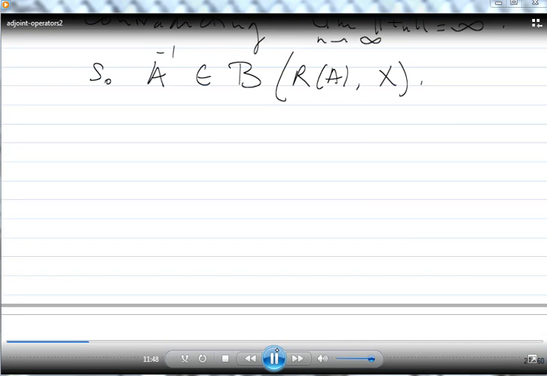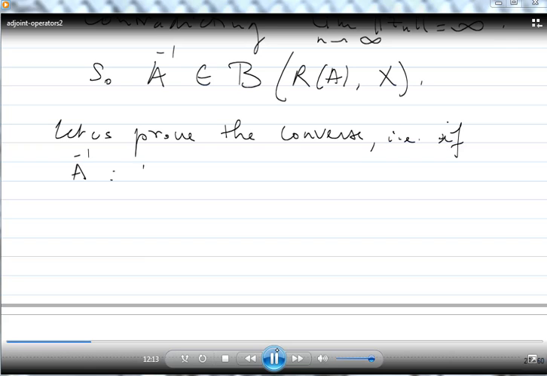Conversely now, let's take the converse. Let us prove the converse. Okay? So assume that A inverse, going from R of A to X, exists and is bounded. So we are assuming that not only the inverse exists, but it's also bounded.